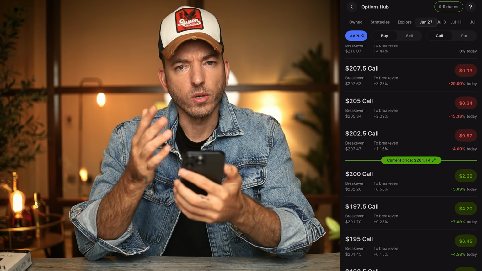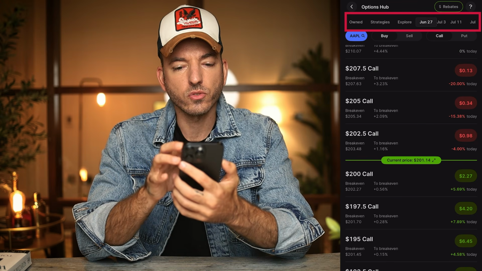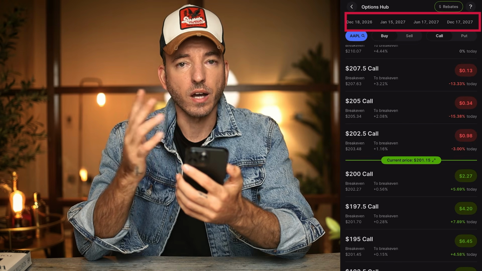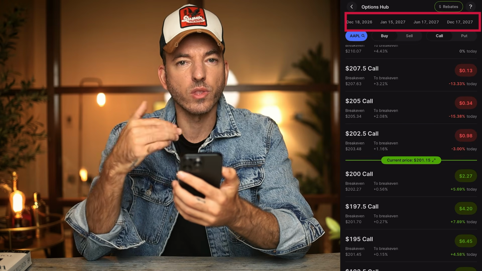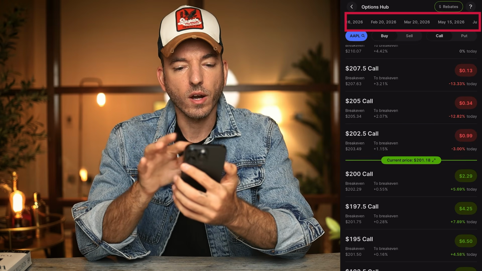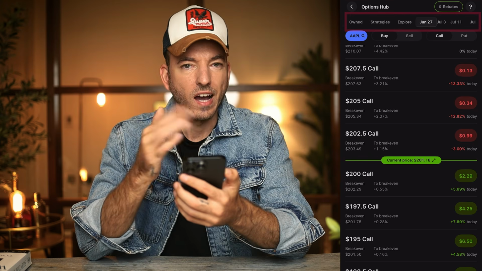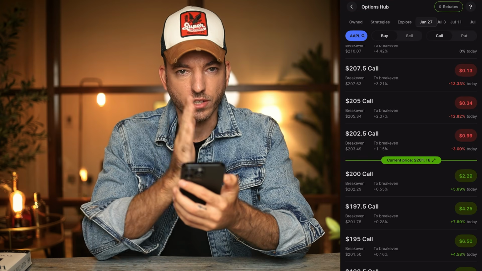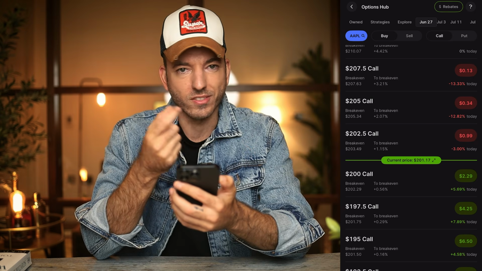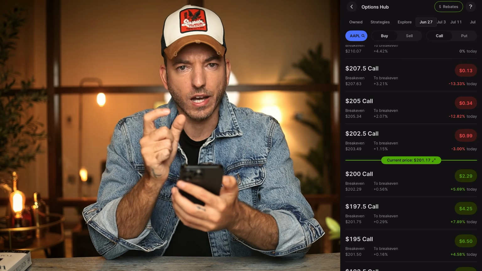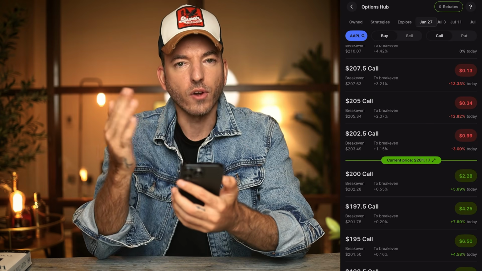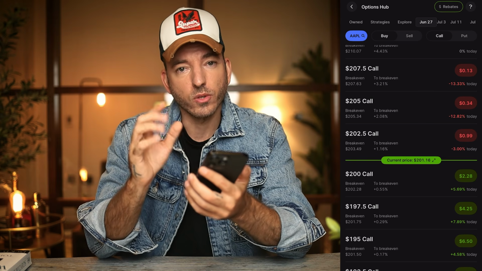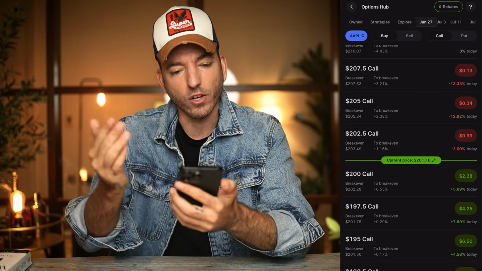So at the top, you are going to see expiration dates, right? If I scroll all the way out, I can go all the way to a LEAP contract of December 17th, 2027, or I could go for this week's contract. Obviously, the closer your expiration date is to the current date, the more risky your trade is going to be because there's less time for that trade to happen. And the further out that you go, the more time it's going to take for your trade to occur, so there's more chances that the trade will go in your favor.